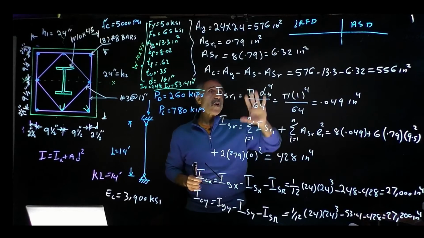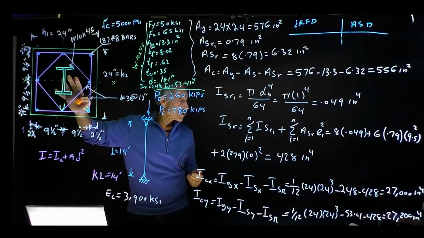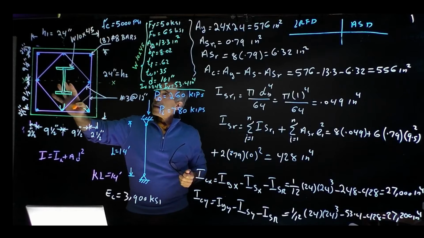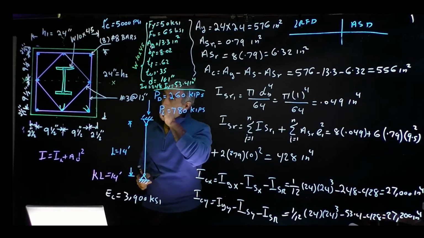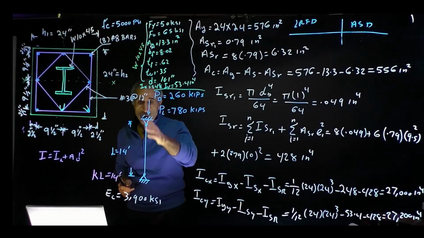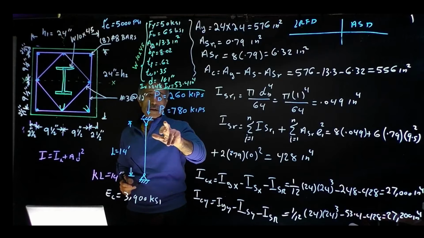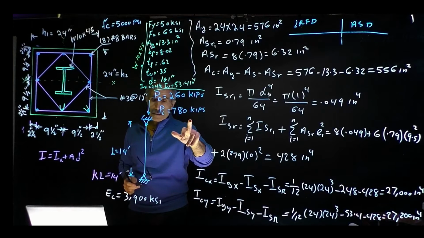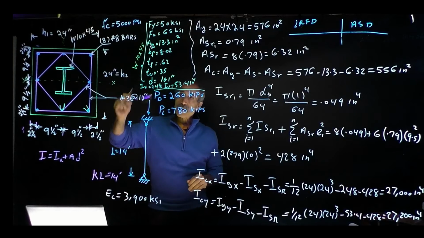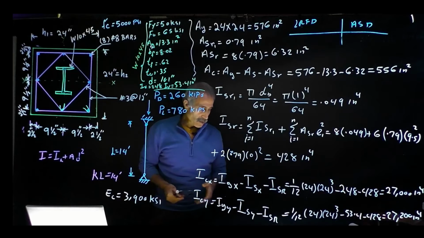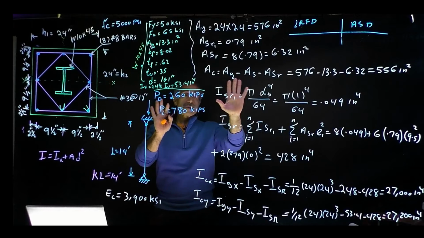So this is all the information pertaining to this cross section. And now we have our column, and this is the way our column is loaded. It has a dead load of 260 kip, a live load of 780 kips, and it's 14 feet long. Now we have found all the information, and we're going to continue to the next stage: the structural analysis. So I'm going to go ahead and erase this board.